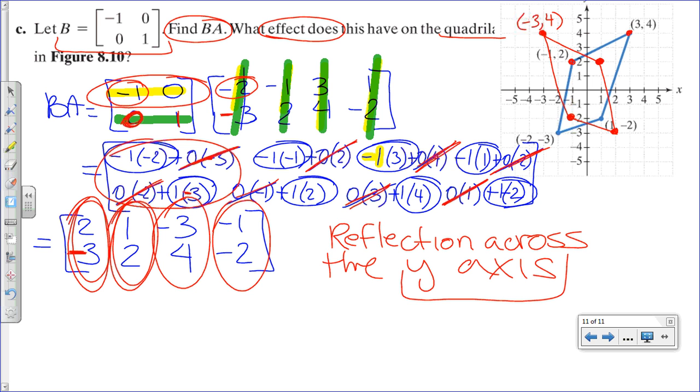So this 1 is what kept the y values being equal. And so that is what caused the reflection across the y-axis. This -1 and this +1. The -1 reflected the x values. The +1 kept the same y values.